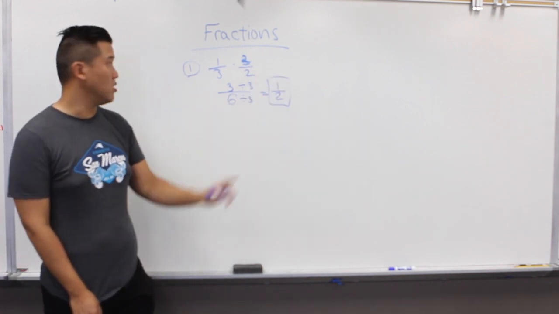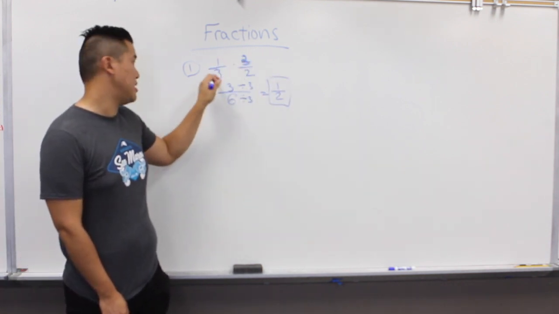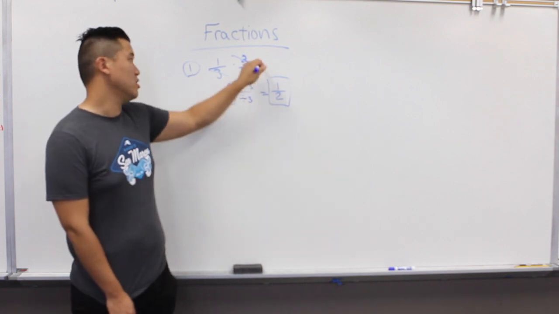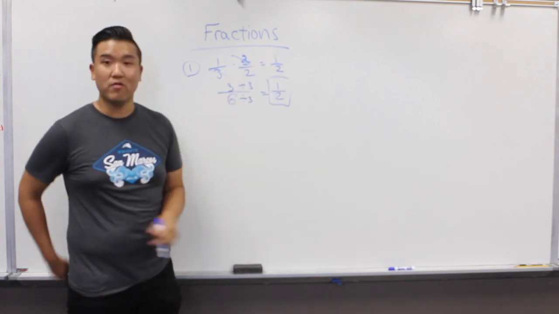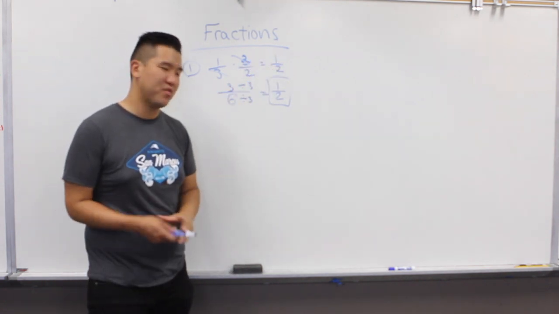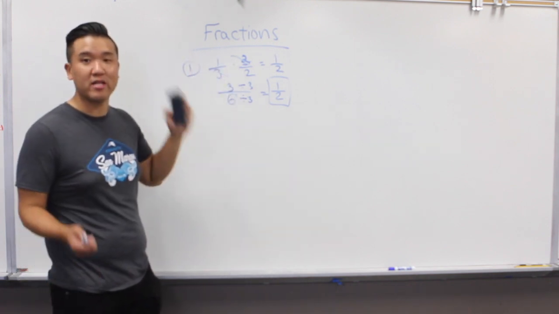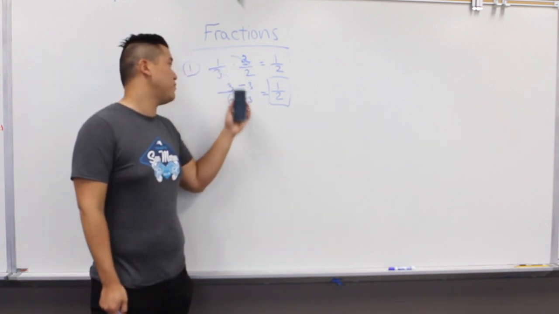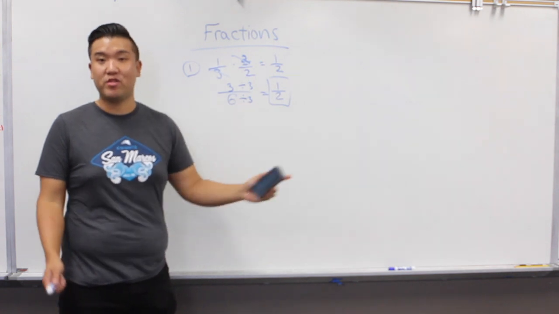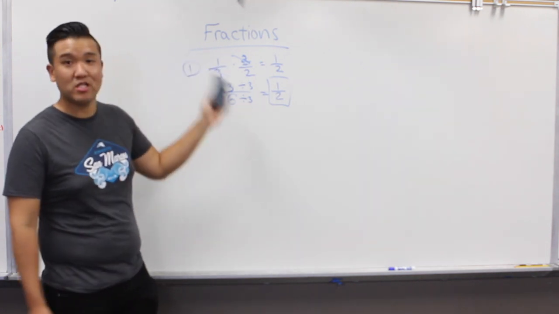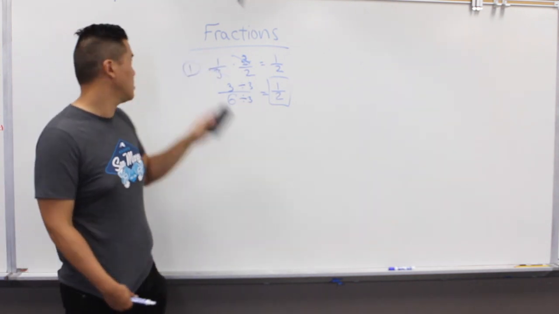Alright, other kids will see the 3 on top and 3 on the bottom. They'll just cancel that out, and you're just left with 1/2. Whatever works for you, stick with that method always. I would try to always reduce, because at the end of the day, even if you don't reduce it here, you're going to have to reduce at the end. So let's just cancel it now. It makes our multiplication a lot easier.